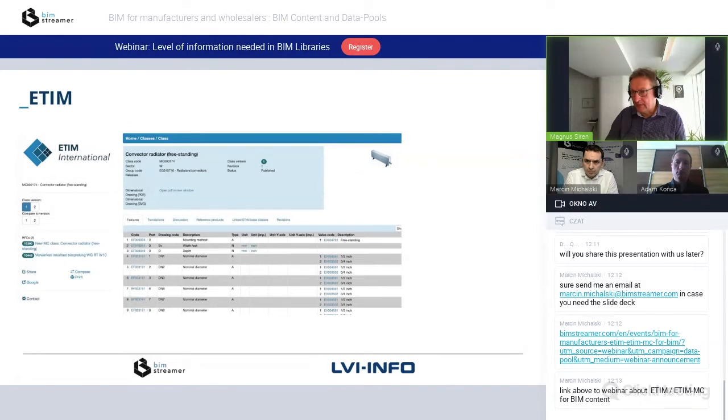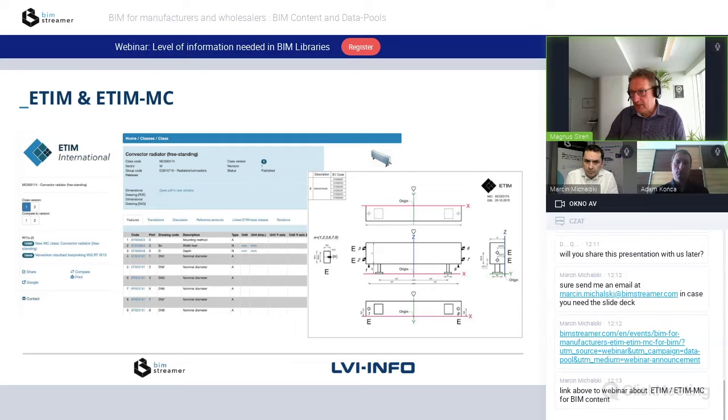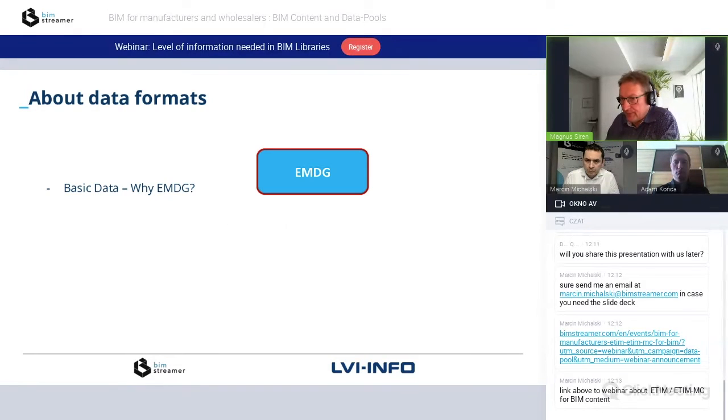Like the normal eTeam classes, it looks much the same, but then you have this kind of drawing where you find all the parameters, what they really are, and also the 0 point.